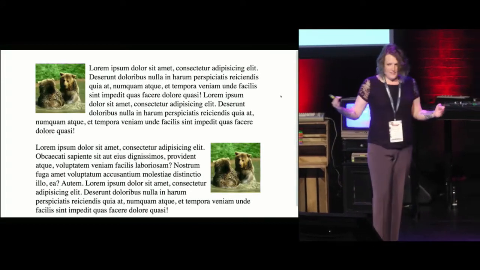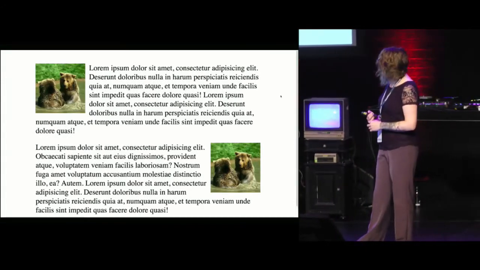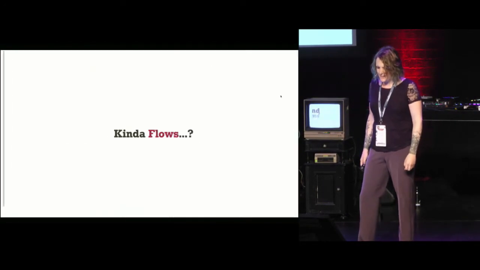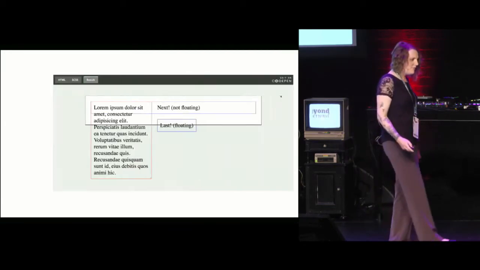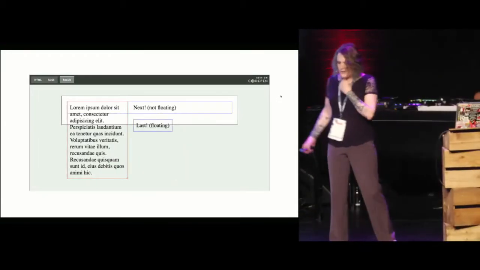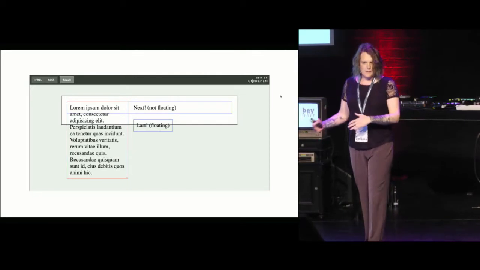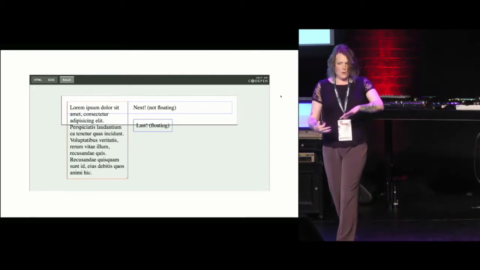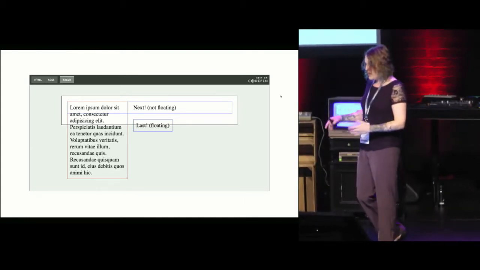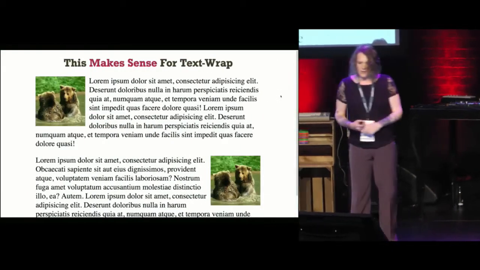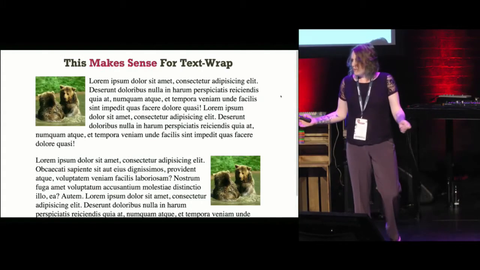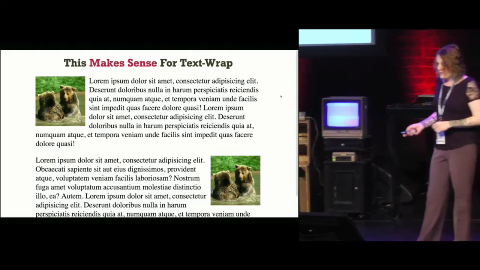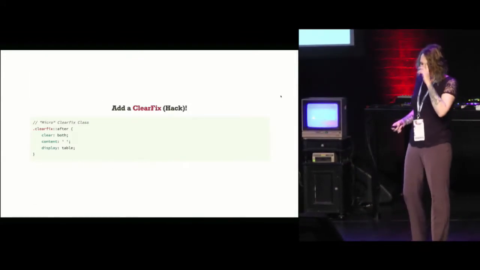Floats are great for this. They float content left or right. That's about it. Good. They're kind of in the flow. You can see here it's pushing content out of the way, but it's not pushing boxes out of the way. So it's sort of in the flow of the text, but not in the flow of the boxes. So it's in this weird middle ground. And that makes a lot of sense for text wrapping around images. That's great. That's what we want. It works for that very well. And that's what it was designed for.